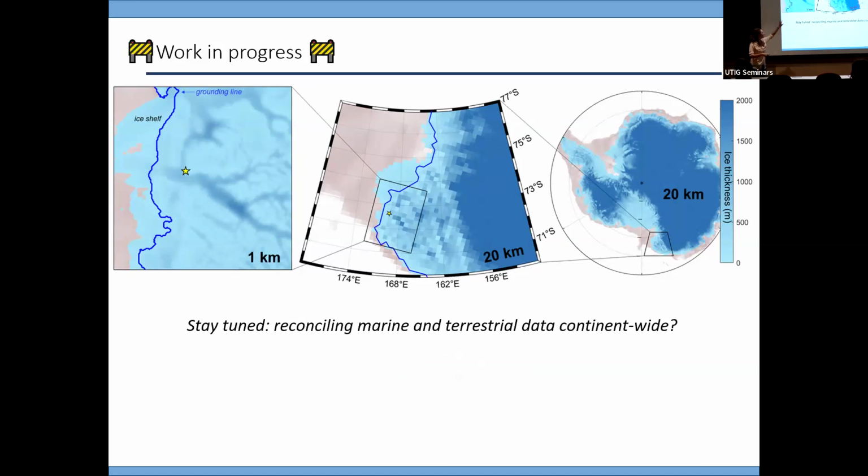So now that I've got this framework, the public tool, all of that's getting published soon, hopefully, and then I can actually apply it to start reconciling these marine and terrestrial data. So stay tuned.